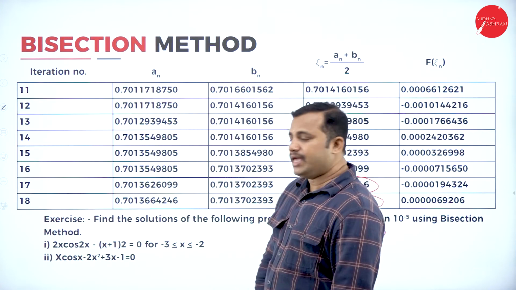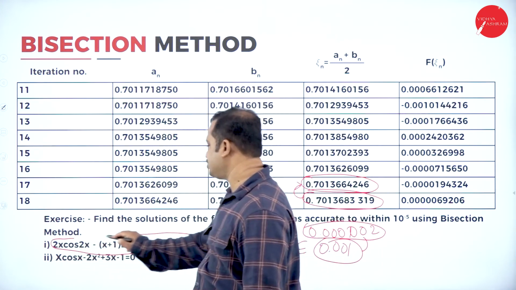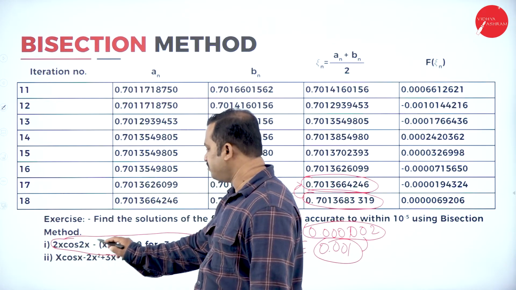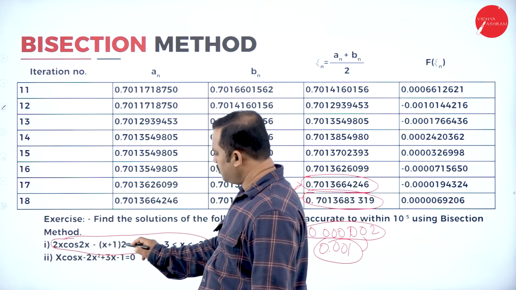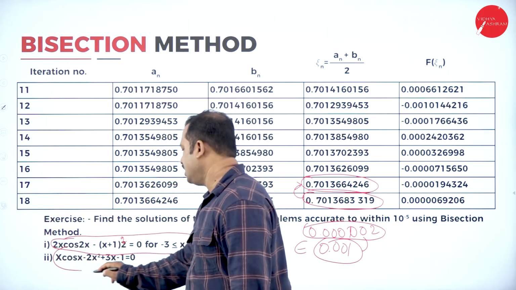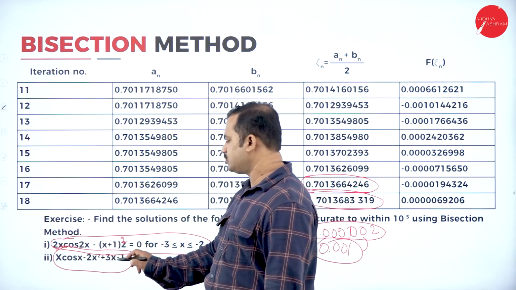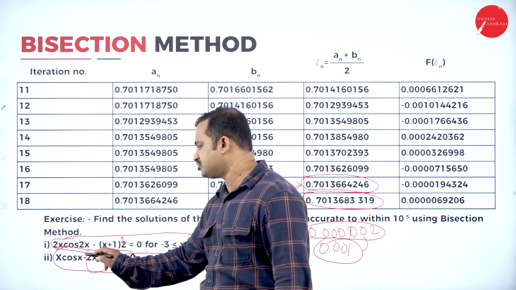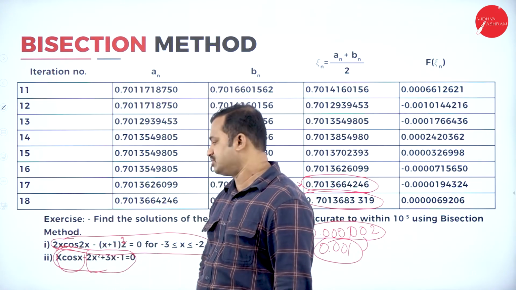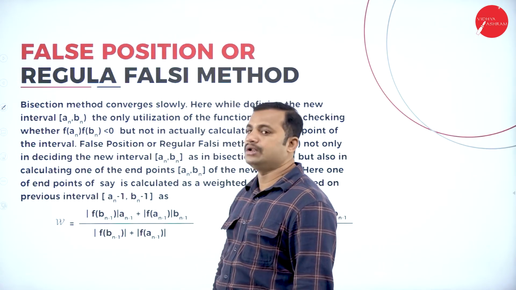So please make a note of all these kinds of transcendental equations. We have this kind of equation, that is 2x cos 2x minus (x plus 1) whole square. Then we have x into cos x minus 2x square plus 3x minus 1 equal to 0. This is a polynomial kind of equation. This is a trigonometric kind of equation. Again, it is a transcendental equation. So we have to solve more of these kinds of transcendental equations.